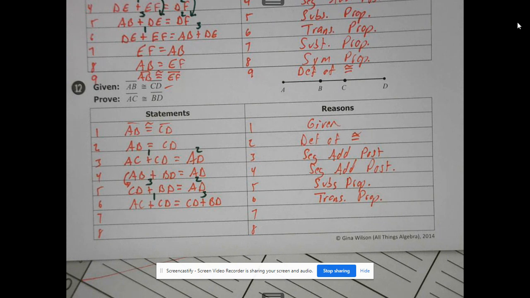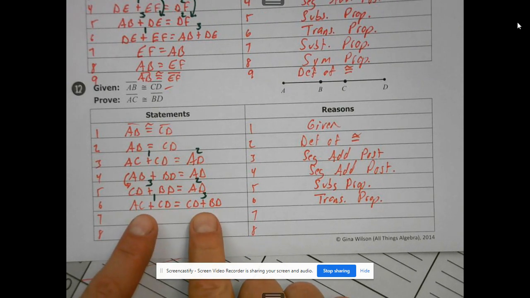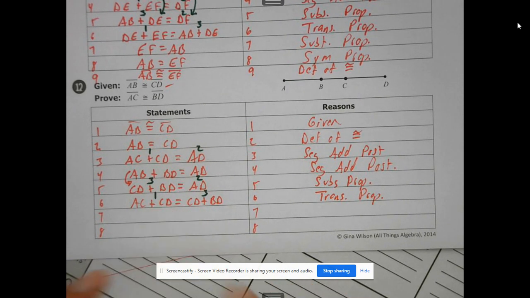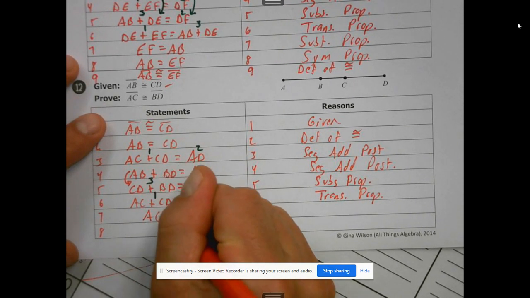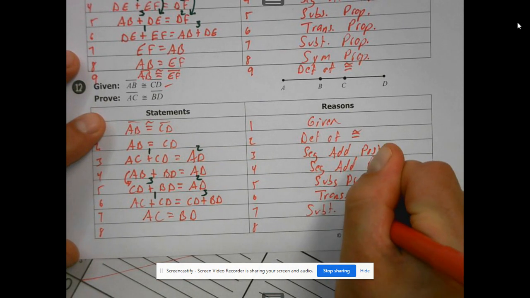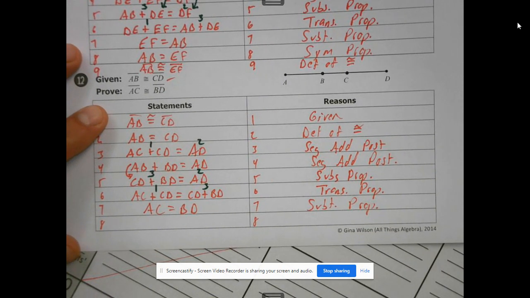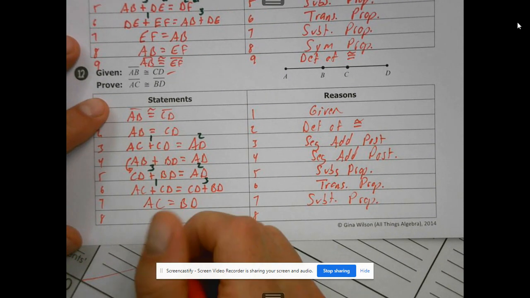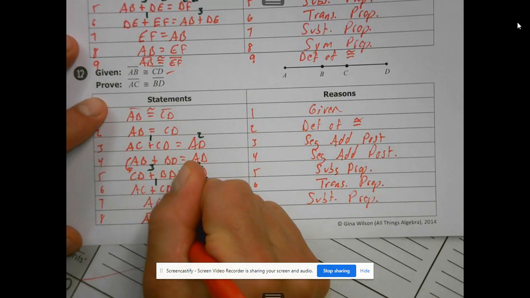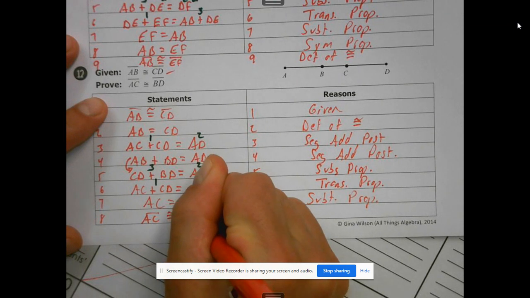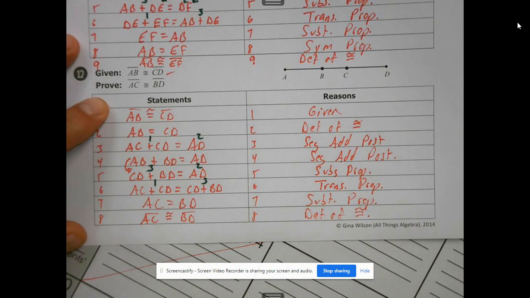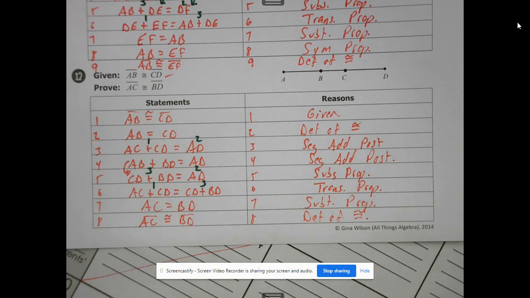Transitive property. All right. What can I get rid of on both sides of this equation here? They both have a CD. I can subtract off that CD on both sides here. That'll leave me with AC equals BD, subtraction property. And last one, I just got to get it to a congruent sign. Segment AC is now congruent to segment BD. Definition of congruence. That is it for segment proofs.